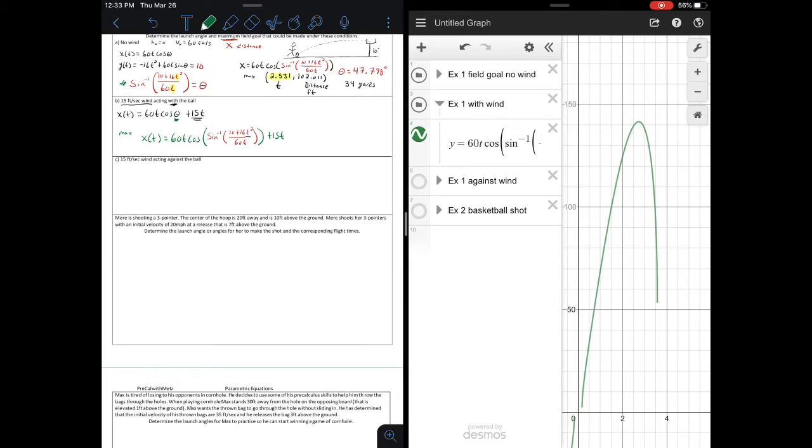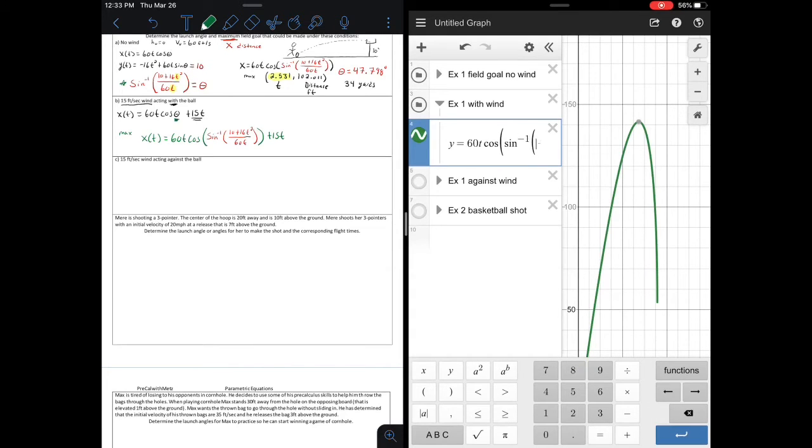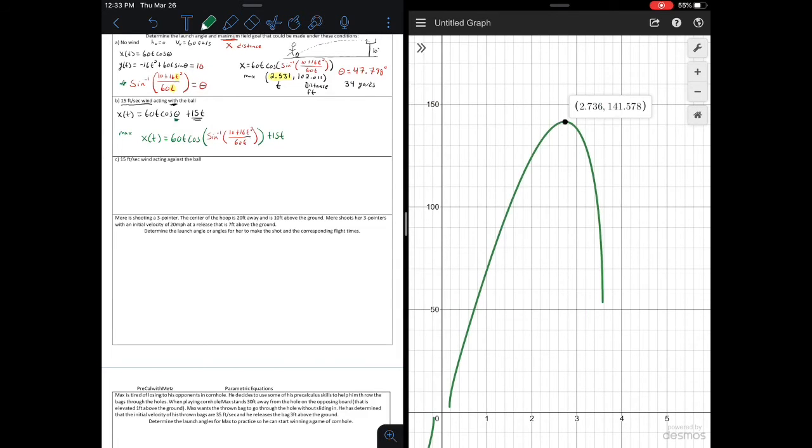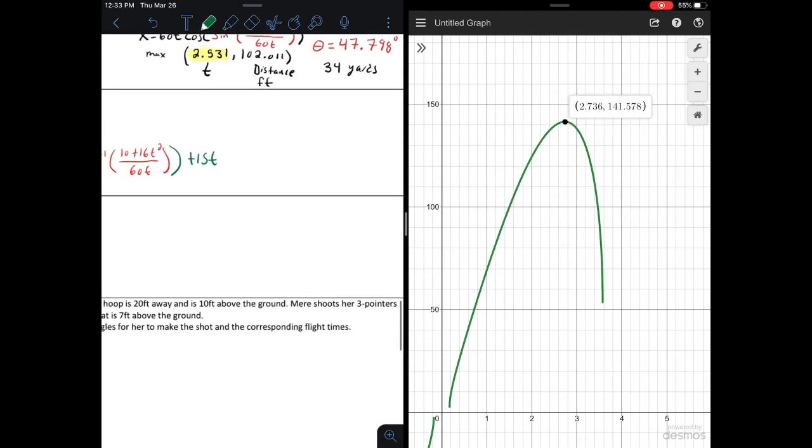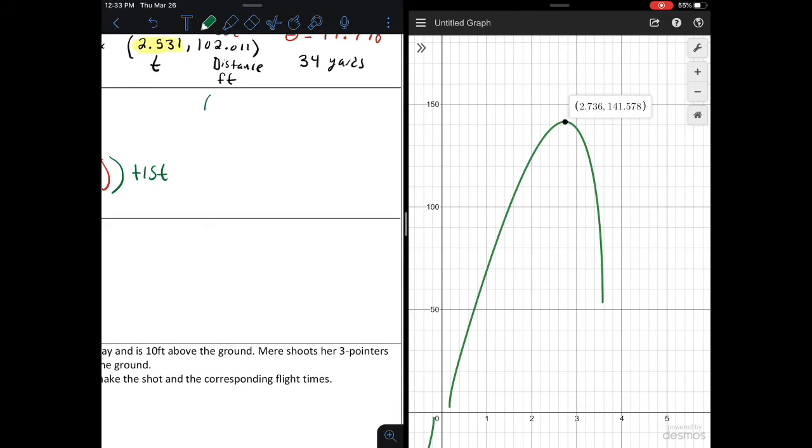All right, so I typed in that equation with wind, and I make sure that I got my parentheses right, and I have the plus 15t on the end. And we look for the new maximum. The new maximum here is going to occur at the coordinate 2.736 by 141.578. And I have to remember the 2.736 is t, and that 141 is distance in feet. So that's how far it went in feet.